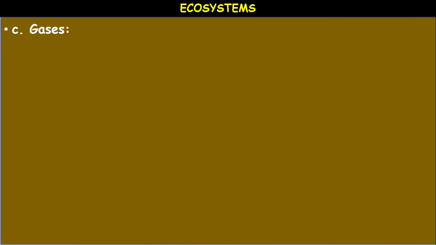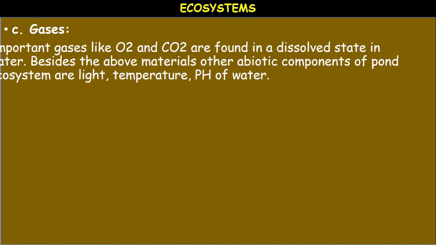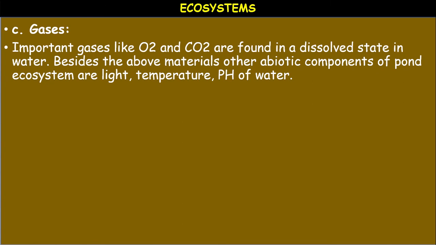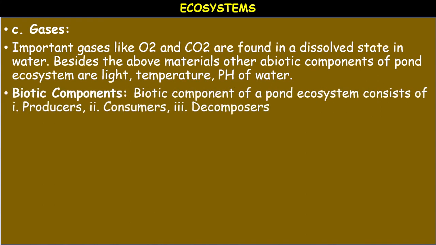So the next component is gases. The important gases like oxygen and carbon dioxide are found in a dissolved state in water. Besides the above materials, other abiotic components of the pond ecosystem are light, temperature, and the pH of water. Okay, now the abiotic components are completed.